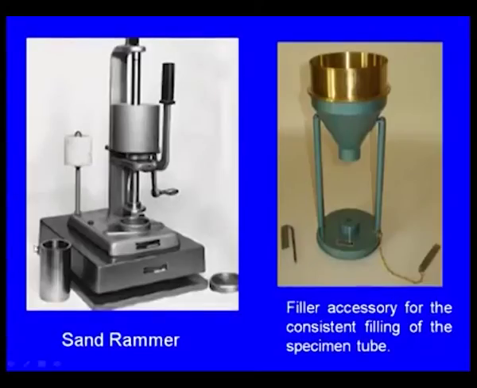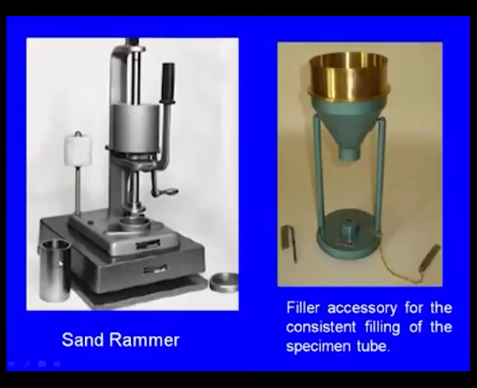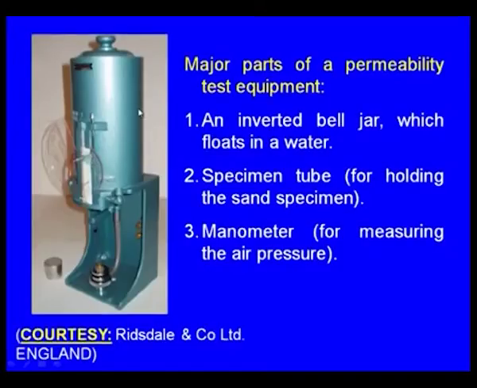When we place the sand specimen tube here with the sand inside, we rotate the spindle, the hammer goes up and falls down, and the sand is compacted. Generally people give 3 to 5 rams. Now the sand is compacted inside the specimen tube. We have to take this specimen tube with the compacted sand inside to the permeability meter. This is the permeability meter, or the permeability test apparatus.